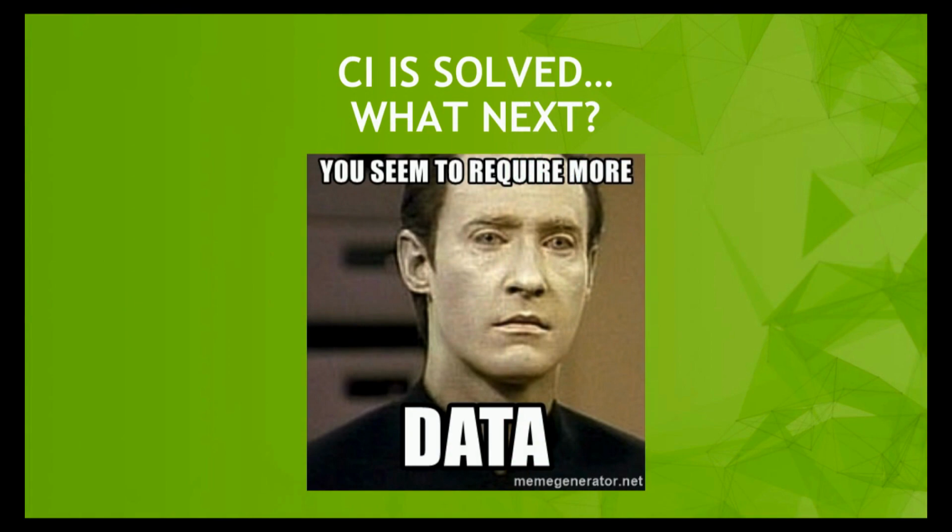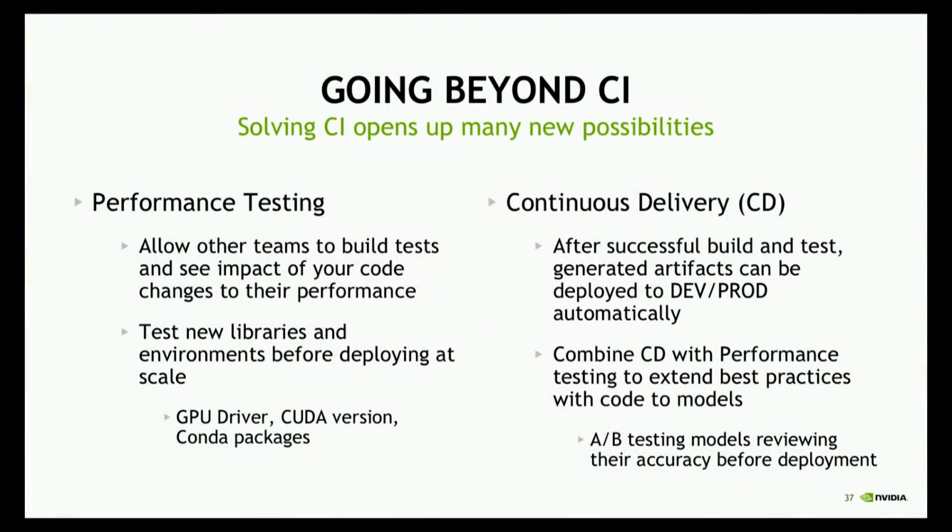So what next, right? CI is solved, everything's done, the world's happy. But really it's going beyond CI, because once we solve CI, we're opening up all these other possibilities. First off, like I mentioned before, is performance testing. Now it's not just about what you're building, it's also about what your dependent teams, or whatever else the business might be depending on you for. Now they can test against you, make sure you're not impacting their performance, and vice versa.